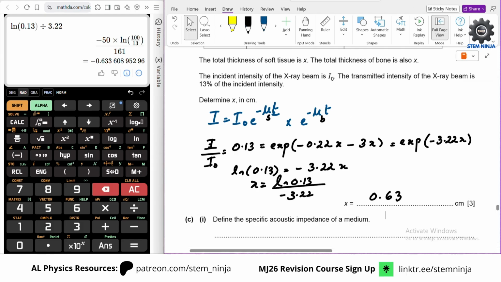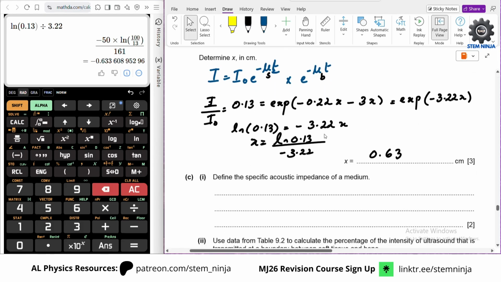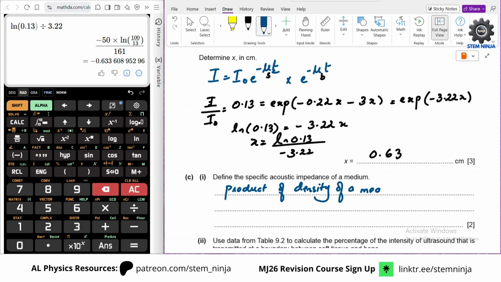Define the specific acoustic impedance of a medium. This definition, you can also find this in the grade booster pack, the frequently examined questions. However, this is easy. So this is the product of density of a medium and the speed of sound in that medium.